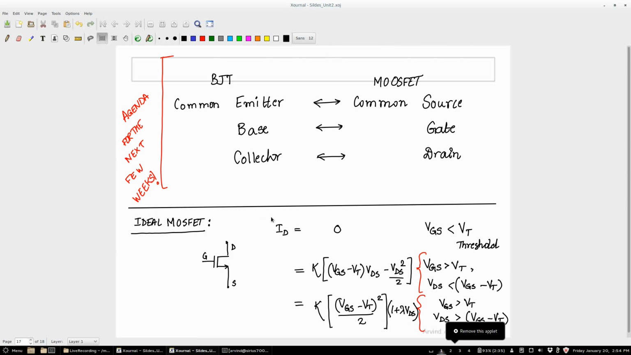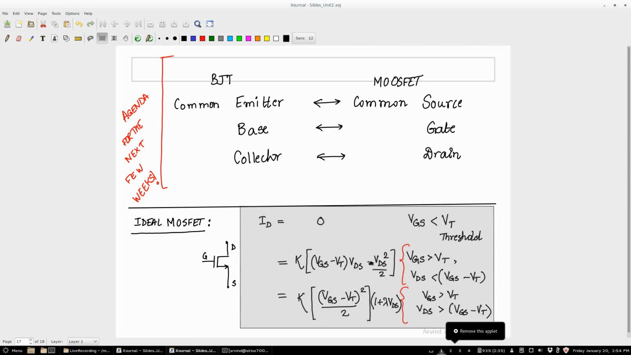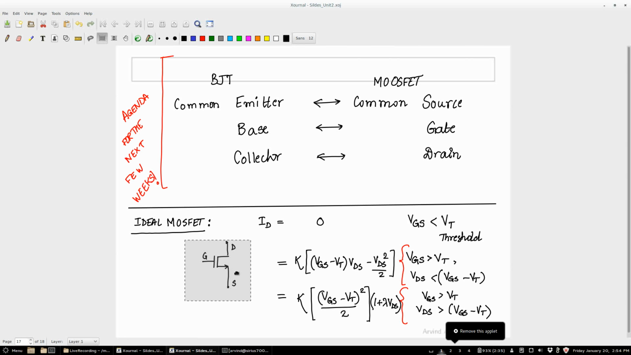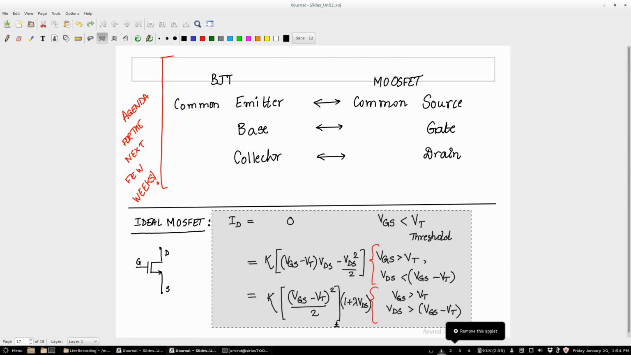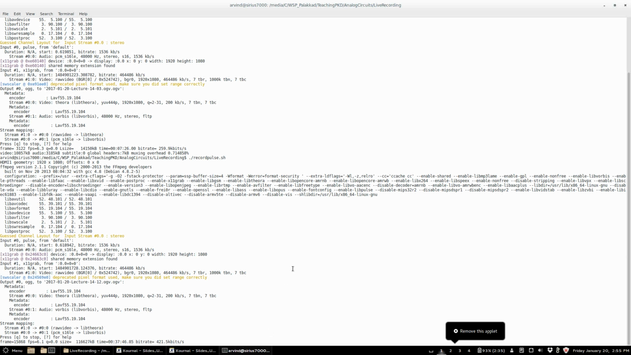And I don't think we did this earlier. There's one more term here, which is 1 plus lambda VDS. Correct? Okay. So what I want you to do is to plot this and come to see how it looks.